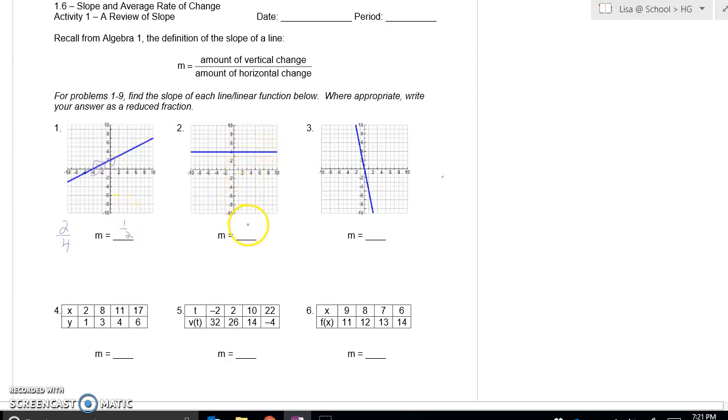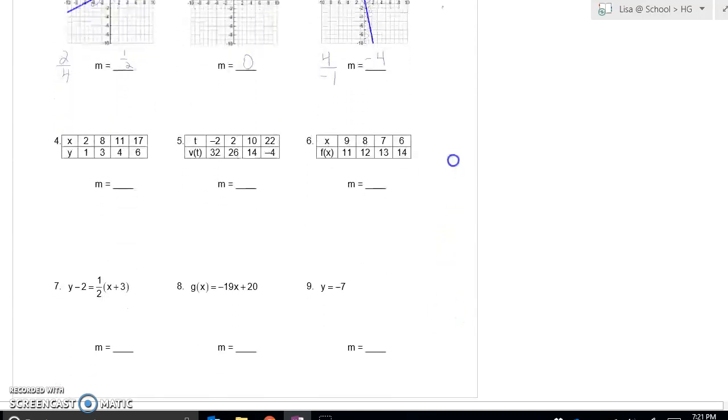In number 2, a horizontal line has a slope of 0. In number 3, the line is slanted to the left, so this will be a negative slope. It goes through the origin, and it goes through the point -1, 4. So that's a rise of 4, but a run of -1. So the slope is -4.